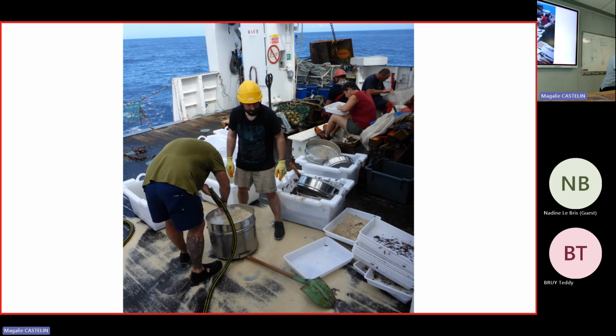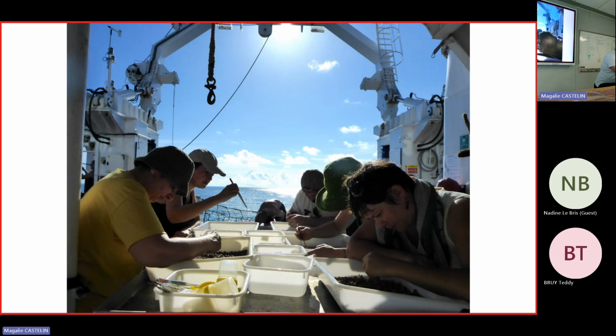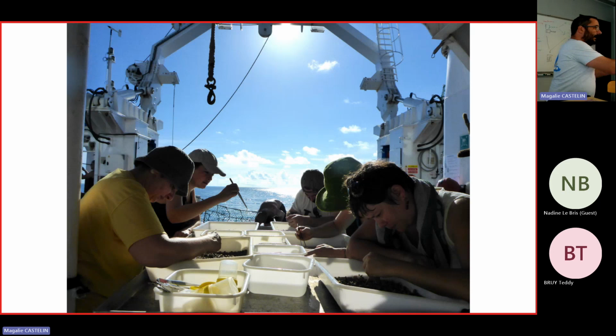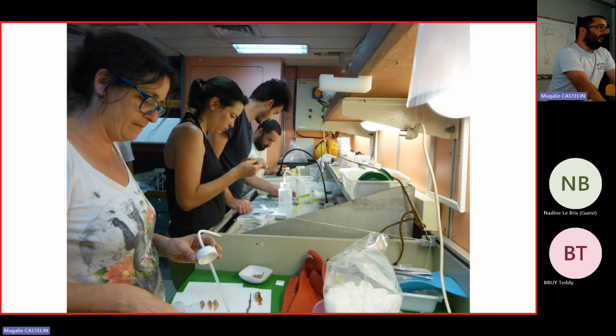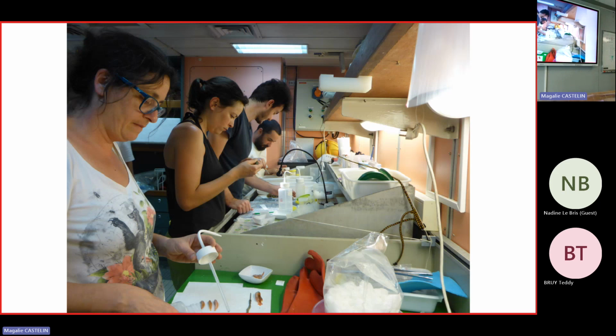So we try to do quick sorting, you know, like echinoderms, mollusks, cnidarians. We don't go into detail. And we try to take DNA samples as much as we can, and for the groups that we know are sensitive, that degrade fast, and groups that we know are going to be studied in a short time frame.